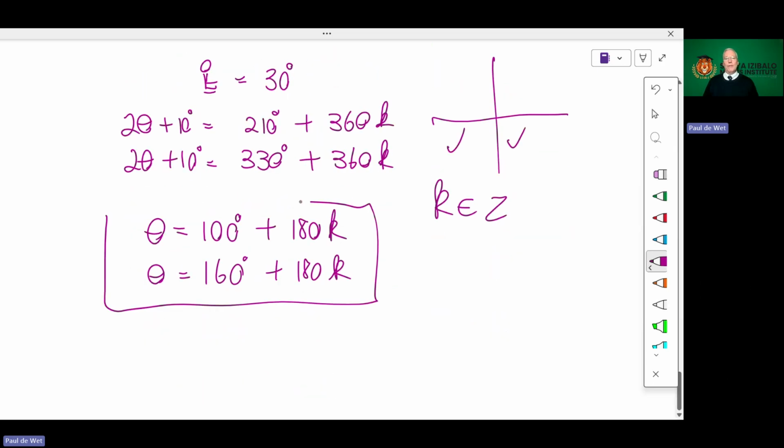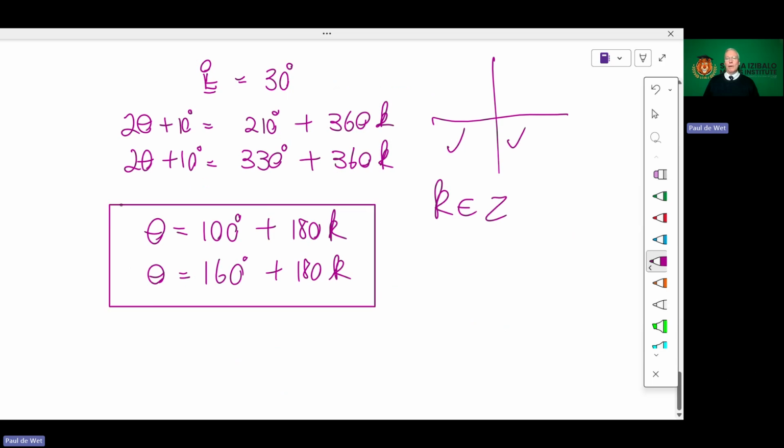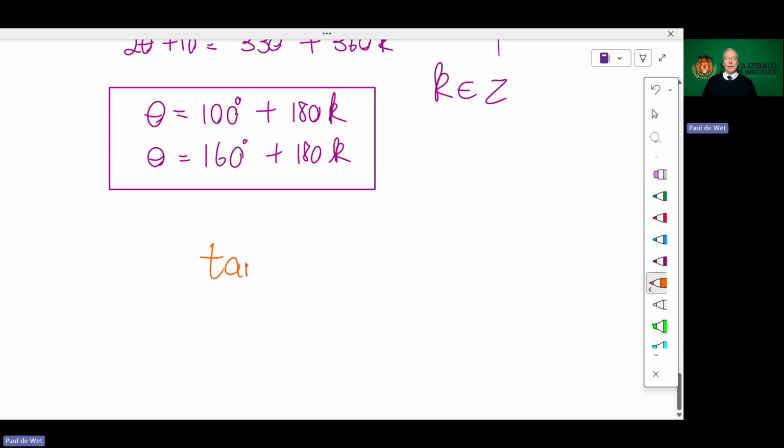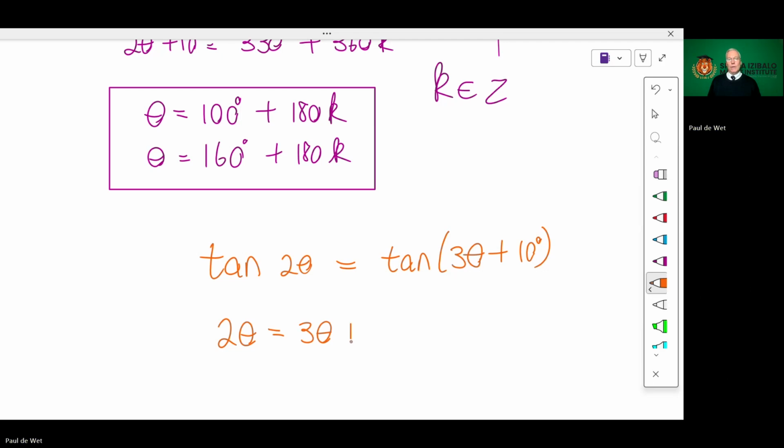Okay, I'm going to do what I said I was doing. That was going to be the last one. I'm going to do one more because I think it's interesting, but I don't think it's that interesting. I think it's quite simple. If you've got something like tan 2 theta equals tan of 3 theta plus 10. All right, because it's tan, we can just put the one angle equal to the other angle and add 180k, and that's our general solution.